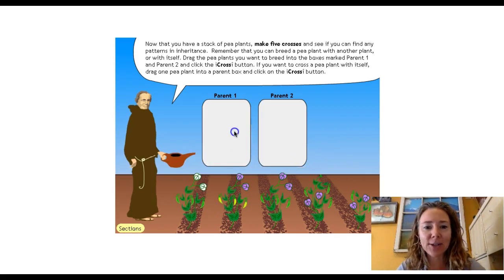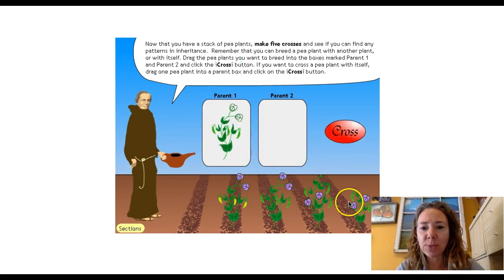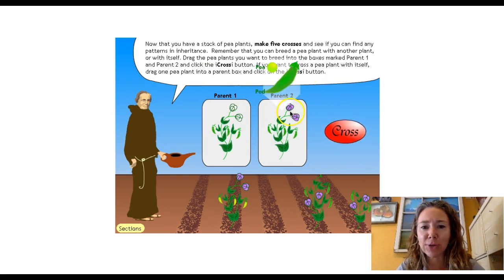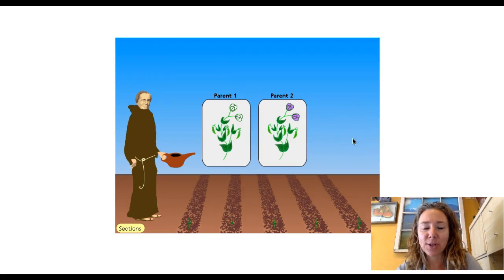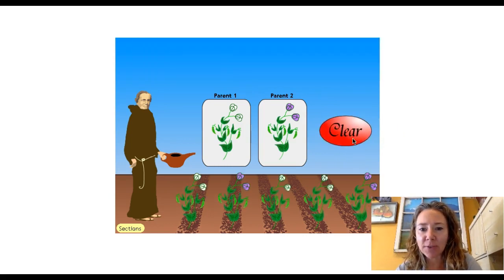So let's do a cross. Here's a white flowering one. Let's just look at one trait, and let's cross it with a purple one. In this case, it's got white flowers, it's tall, it's green. Let's do a similar parent over here, but we're going to really just focus on color for now, that one particular trait. And let's say that that trait is represented by the allele with the letter C. So let's cross and let's see what the resulting offspring might look like.